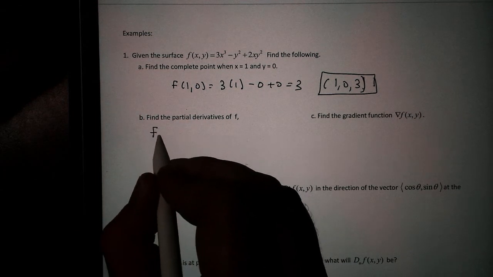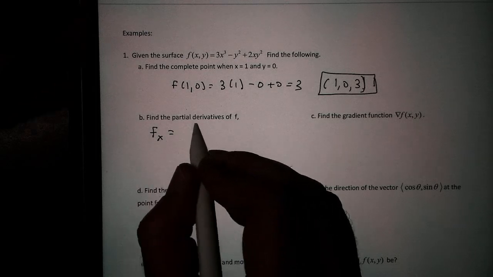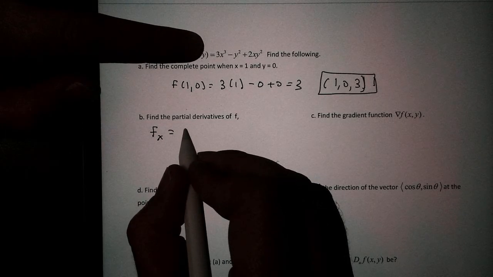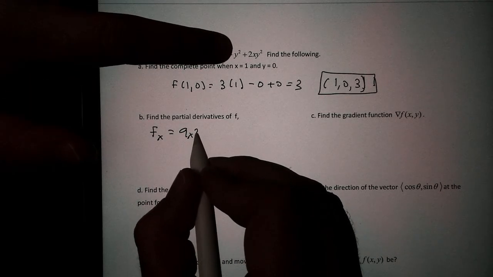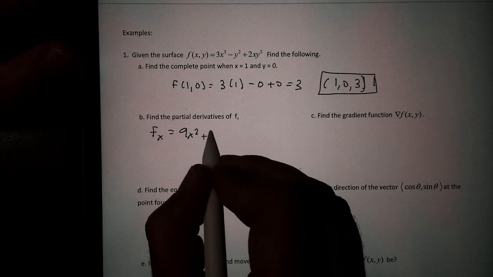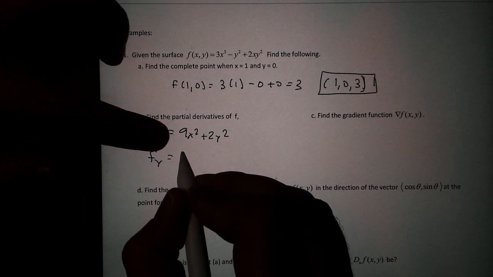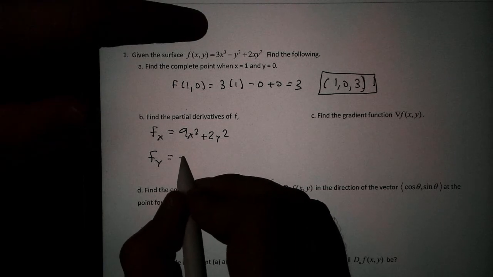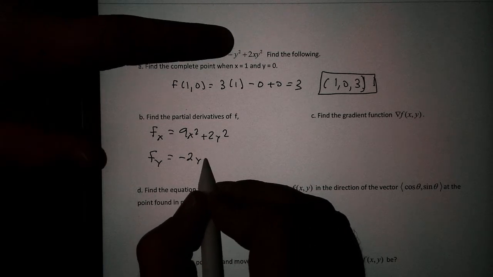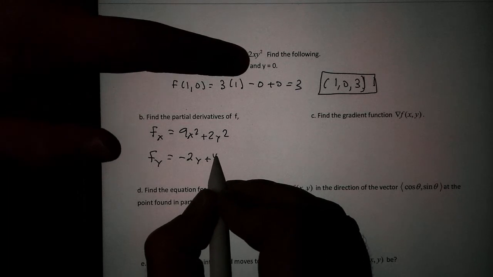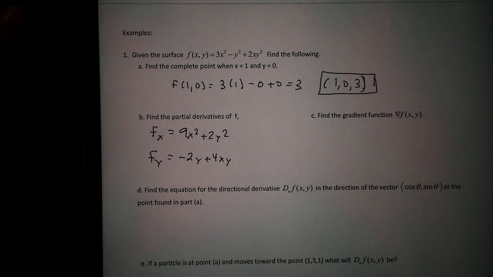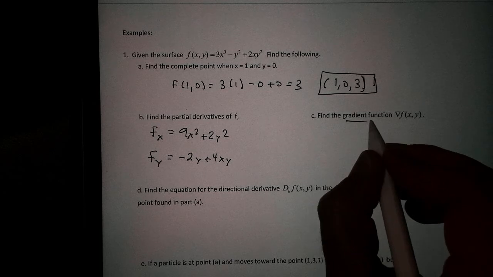That's easy enough to do. Find the partial of f. So that's going to give us 9x squared. That becomes 0 over here, plus 2y squared. The partial with respect to y, well, that first term is just 0. We get negative 2y, and this becomes plus 4xy.